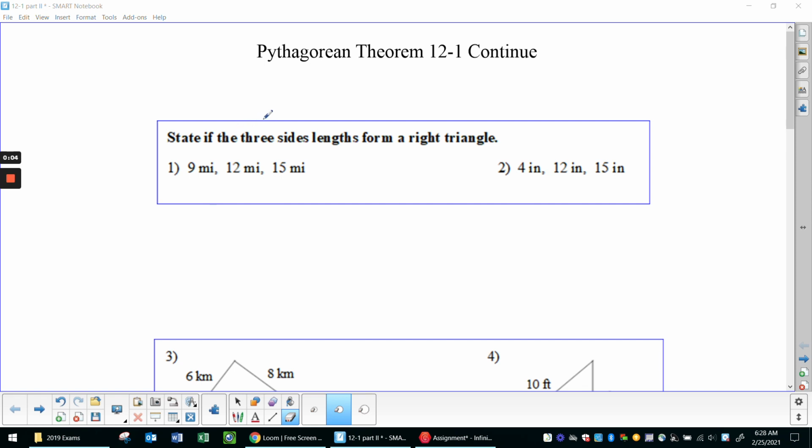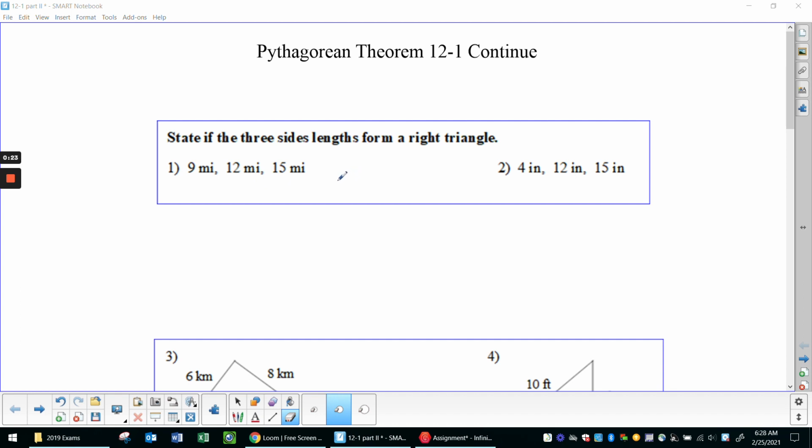Everyone, we're going to continue with the Pythagorean Theorem. This time we're going to look at different types of problems than last time. So it says state if the three side lengths form a right triangle. So what do we know about a right triangle?